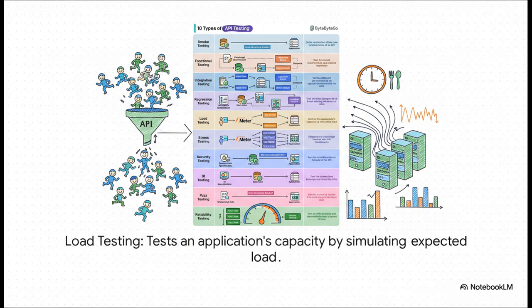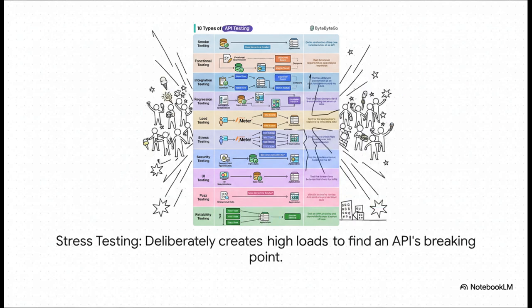We're not just sending one customer anymore, we're simulating a big but expected number of users. How does the API hold up during the predictable lunch rush? We're looking at response times and stability to see if it can handle all that traffic without slowing to a crawl. And if you thought load testing was intense, get ready for stress testing.